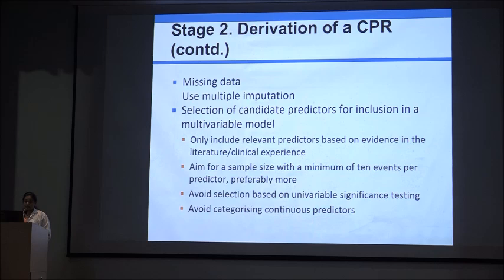And I already told you this, that we avoid selection based on univariable significance testing, and avoid categorizing continuous predictors. So very often we do an arbitrary cutoff to categorize a continuous predictor as high or low, and this should be avoided because it introduces arbitrariness into the data.